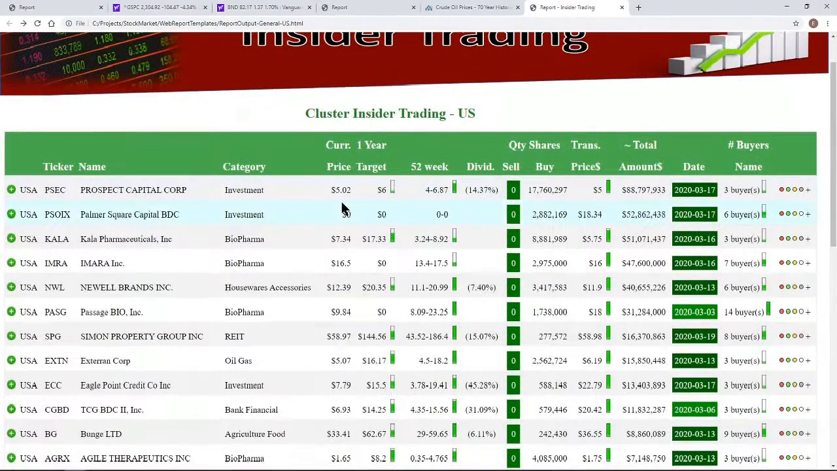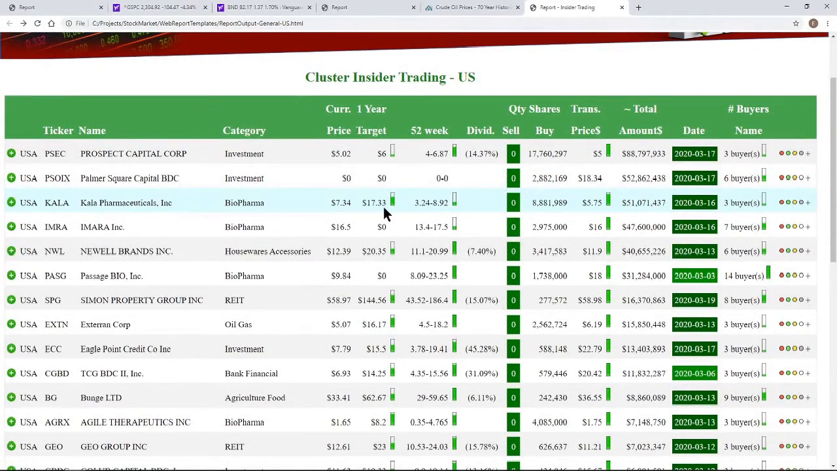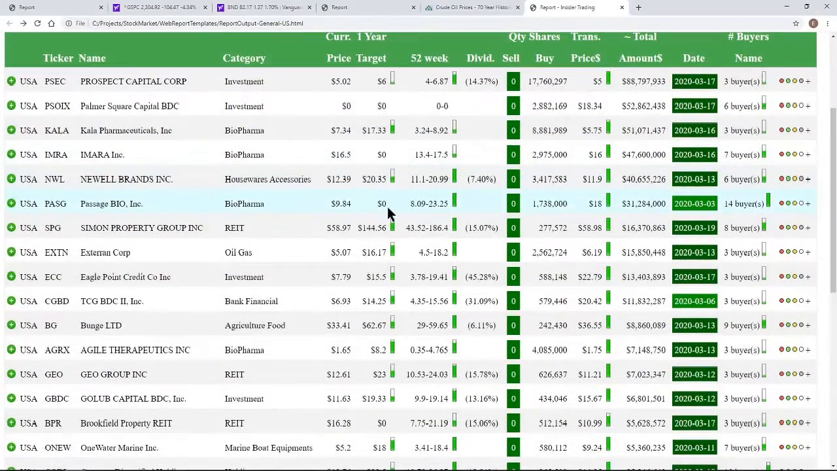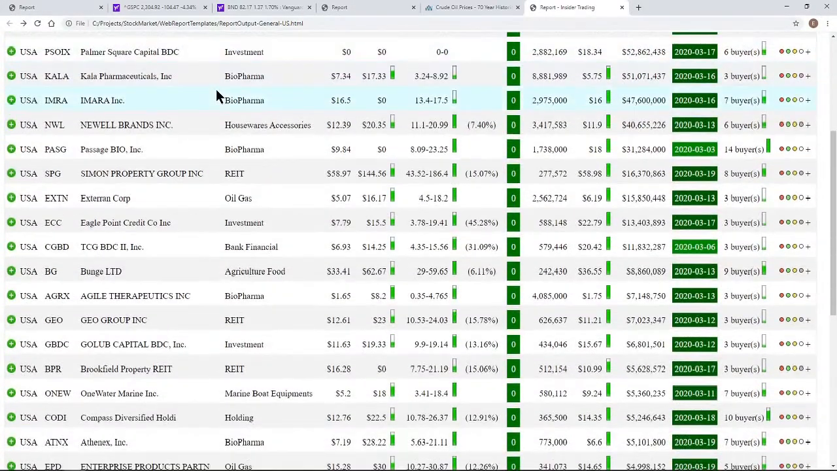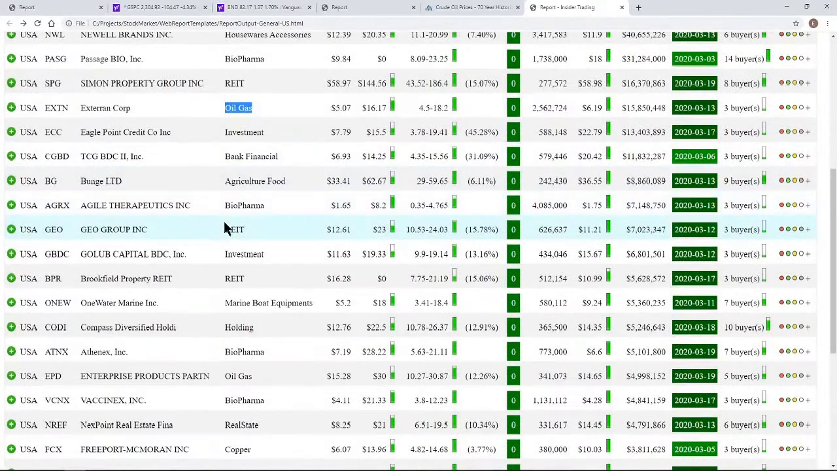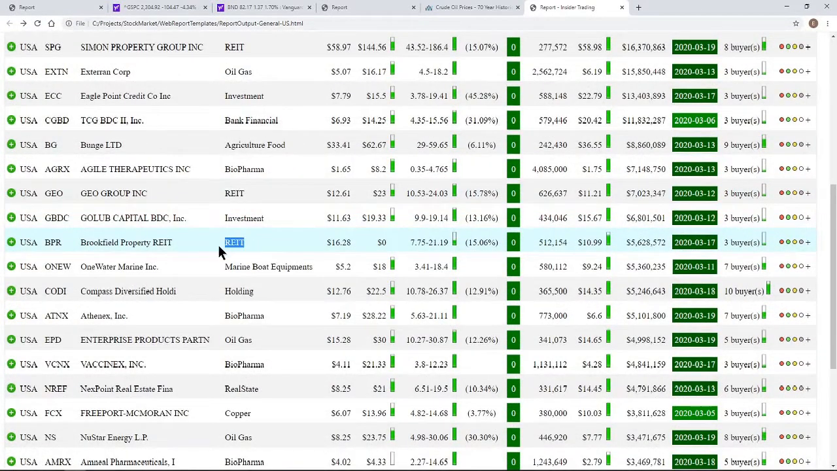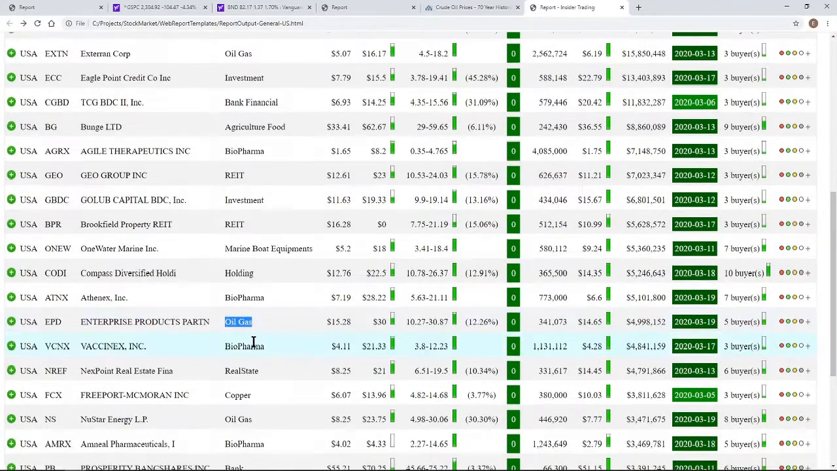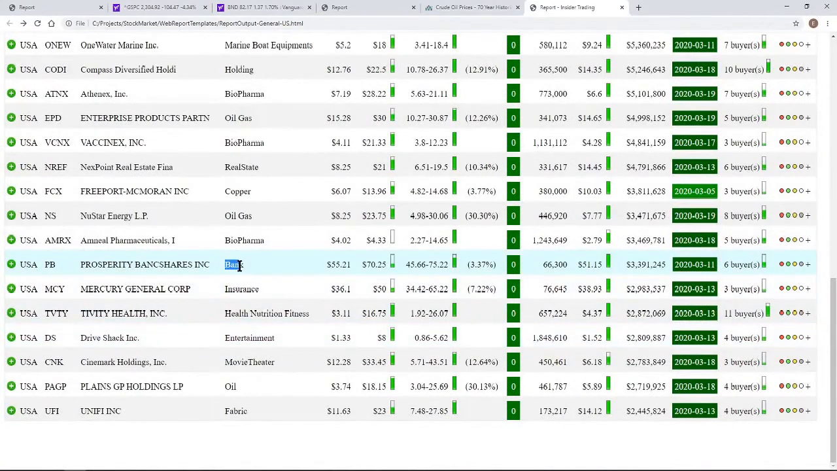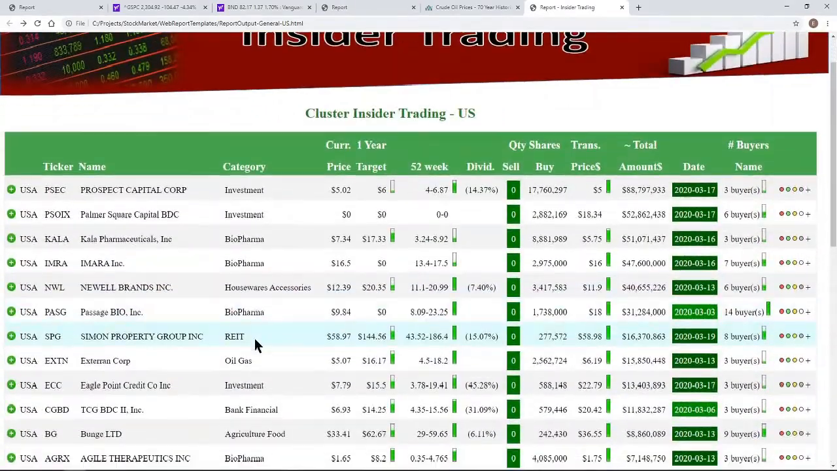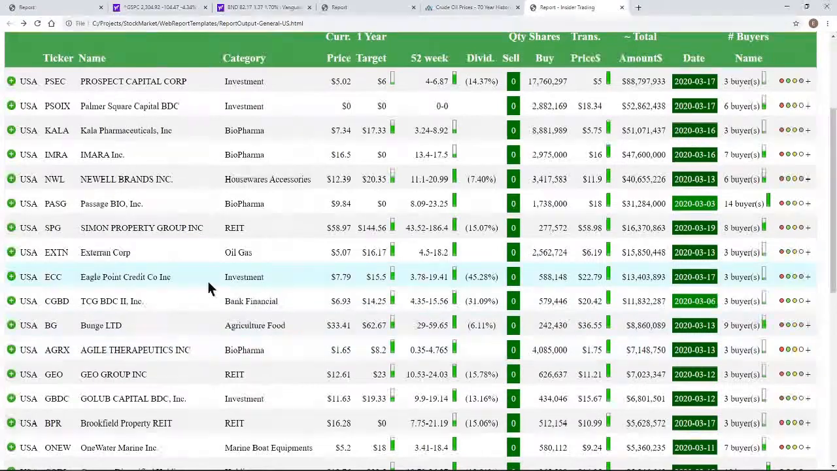And what we see also, looking at the insider trading report in the US lately, cluster insider trading, is that there are a lot of investment companies, a lot of real estate investment, and some oil and gas. So it seems like the market believes that the price will go up for oil, gas, banks, investment companies, and insurance. So I'm not going to look at individual companies at this time, because I'm just looking around and trying to figure out what's going on.